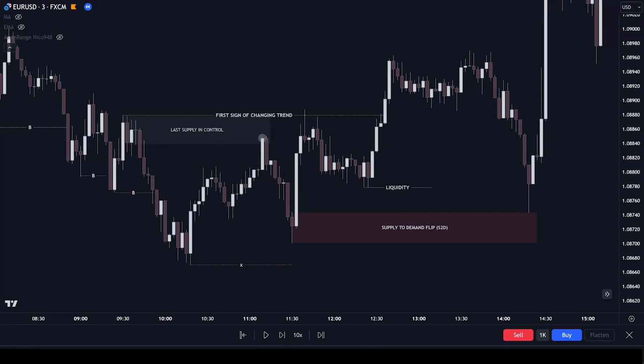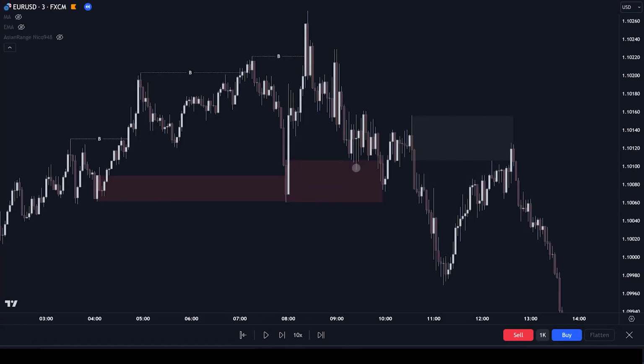This is a model that you will be able to see on every time frame and on every type of instrument that you trade. It can be crypto, it can be forex, it can be indices. You can find it everywhere, and it's tradable on every time frame. Let's go straight to the second example. In the second example, we can see that we were trending up, so the market was making higher highs and higher lows.